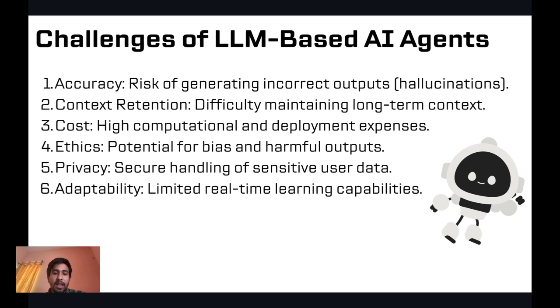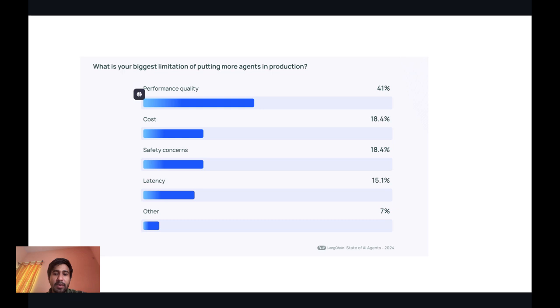And adaptability: currently there are limited real time learning capabilities. Although they can learn from the environment, their capabilities are limited. They are not yet at a level where they can be compared with human level learning capabilities. From this LangChain State of AI Agents report, what is the biggest limitation of putting more agents in production? Generally, performance quality is the highest challenge which is being seen in the industry.